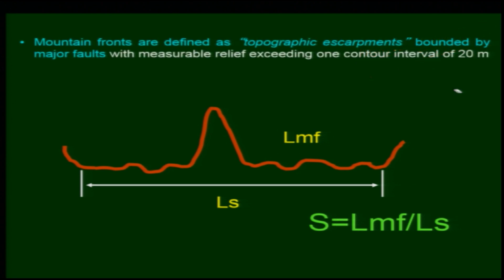Mountain fronts are defined as topographic escarpments bounded by major faults with measurable relief exceeding one contour interval of 20 meters. So, this you can identify on your topo maps, or if you have extracted contours from the digital elevation model prepared from your high resolution satellite photo with stereo vision capabilities.